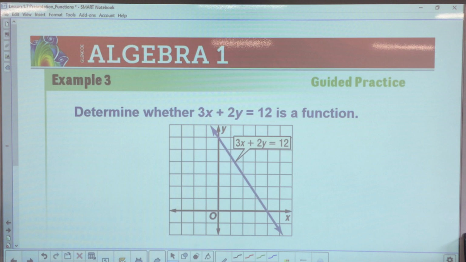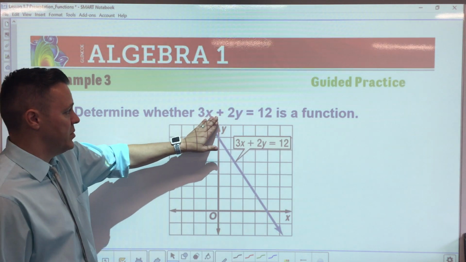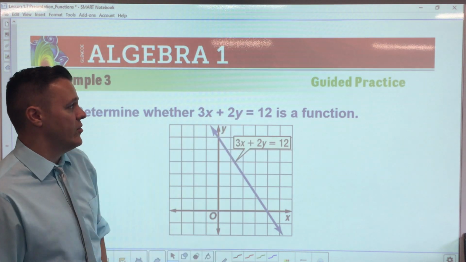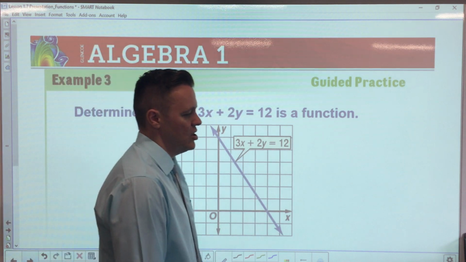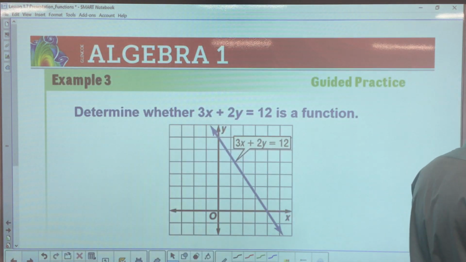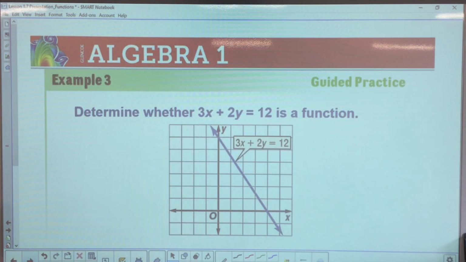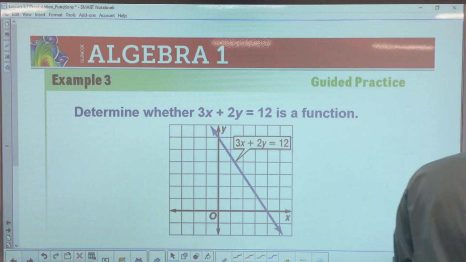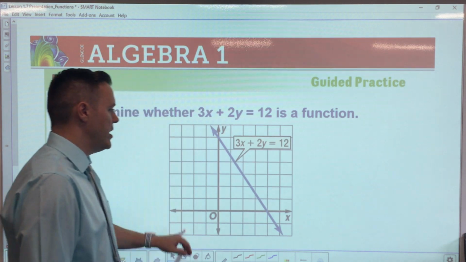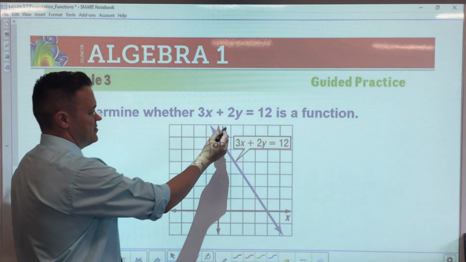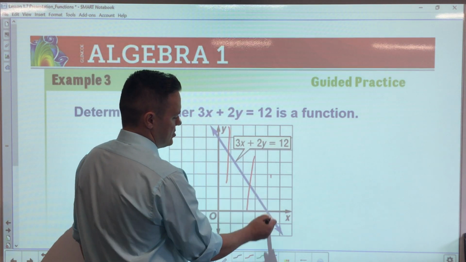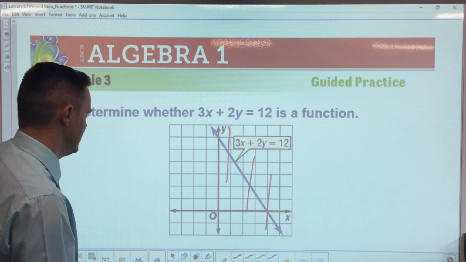Okay? Determine whether 3x plus 2y equals 12 is a function. Look at this real quick, figure it out, and tell me what it is. All right, is this a function, ladies and gentlemen? Does it pass the vertical line test? The answer is yes, it does, so it is a function.